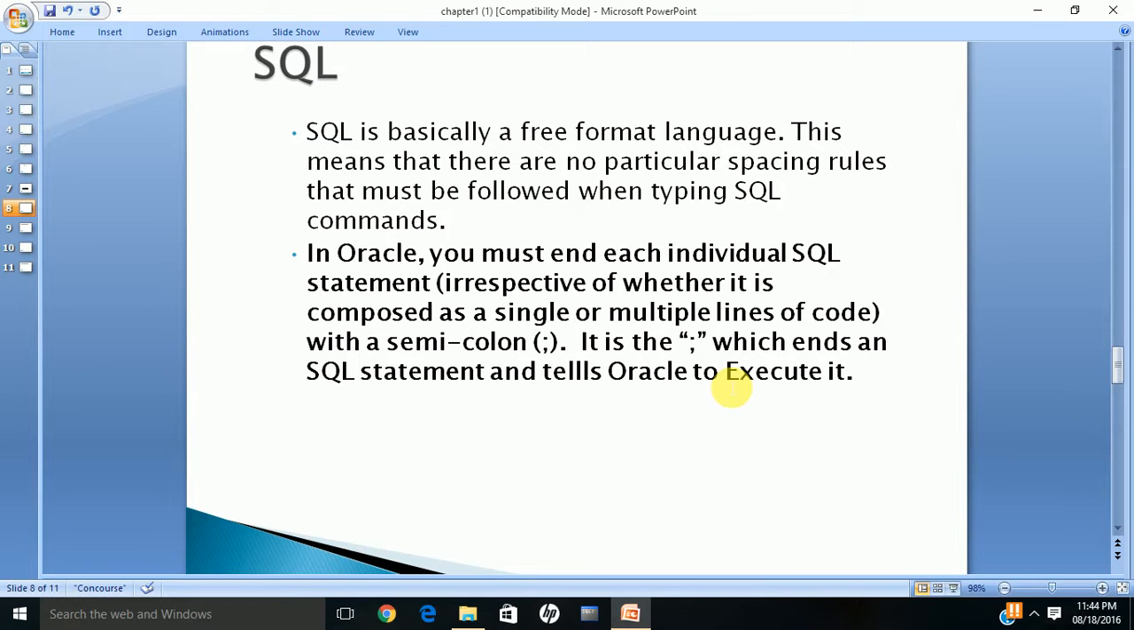SQL is basically a free format language. Now, what do you mean by a free format language? A language where you don't have to worry about the spaces or cases. Whether you write in uppercase or lowercase, it will accept it. But the thing you have to remember is that after firing a query, you have to put a semicolon, which indicates that you have ended your query.